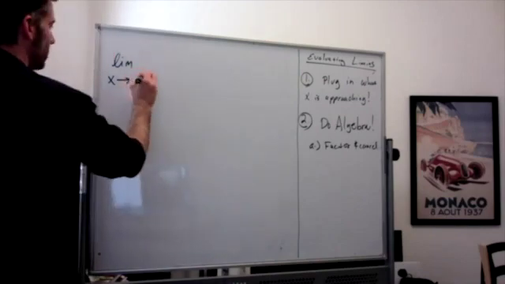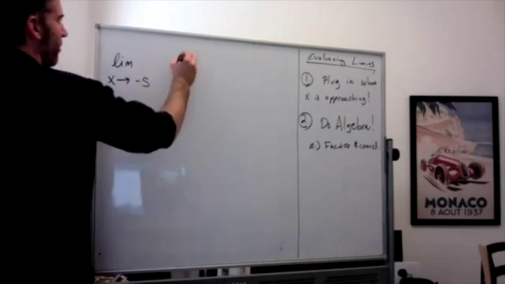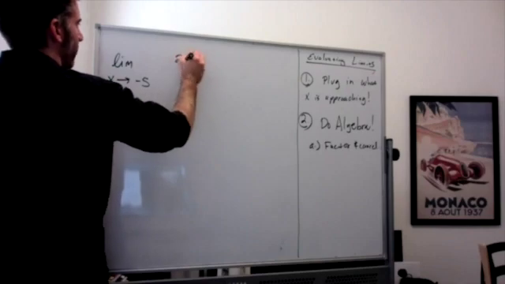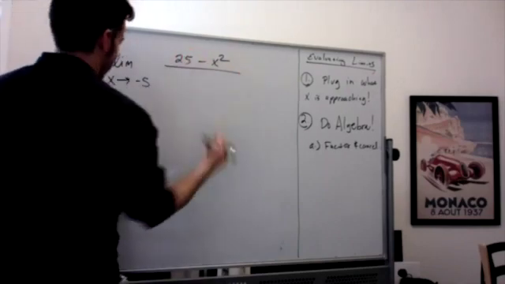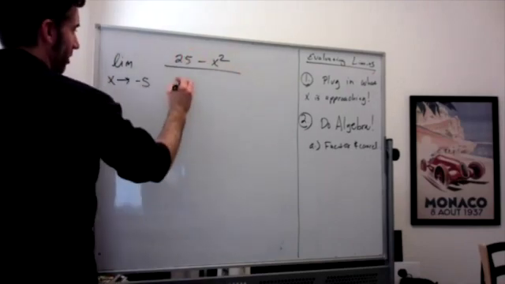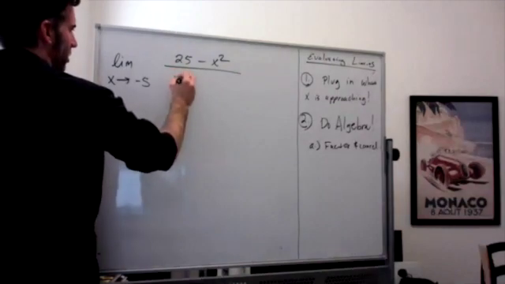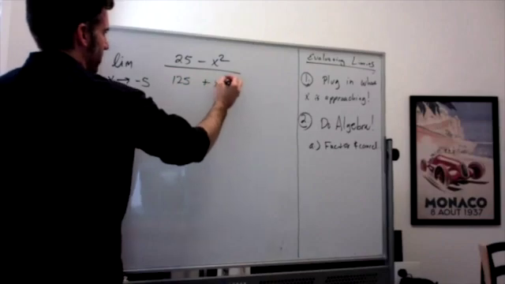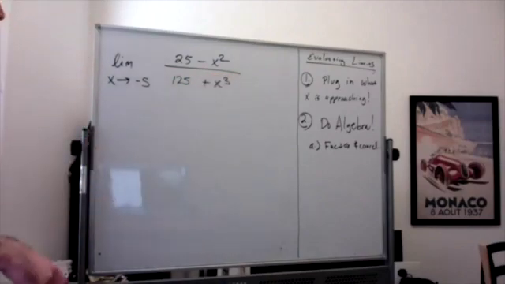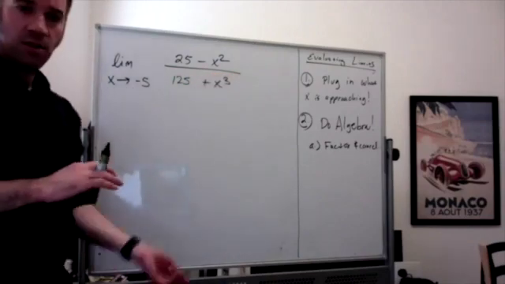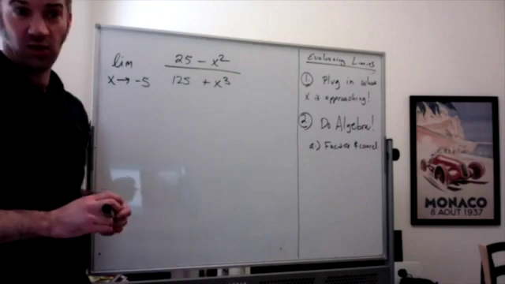Limit as x approaches negative 5 of 25 minus x squared over, sure, why not? Because I said so. 125 plus x cubed. Right. So once again, we have a 0 over 0 type of limit.